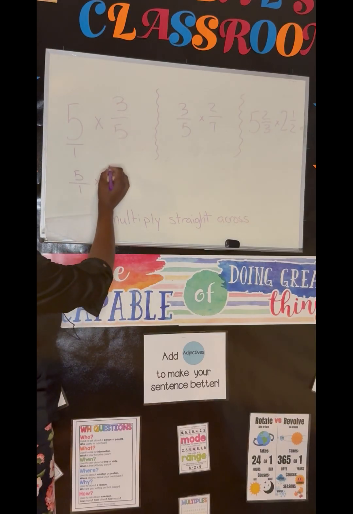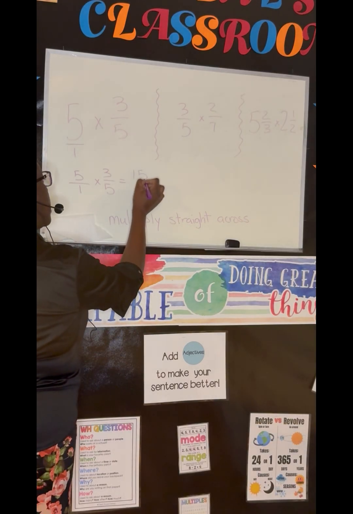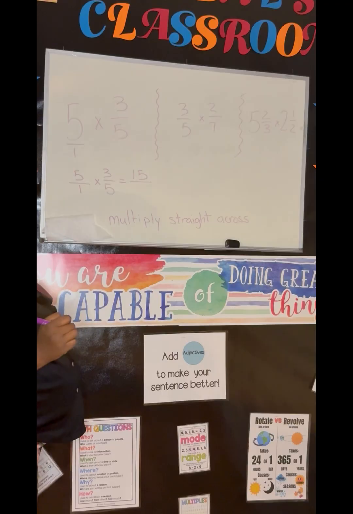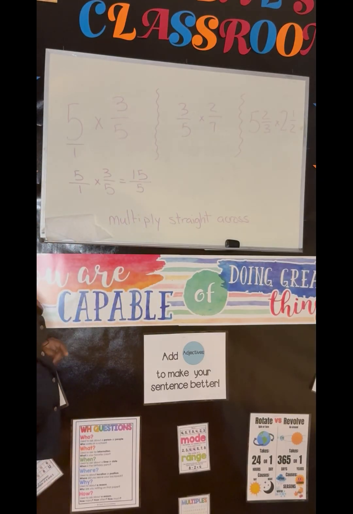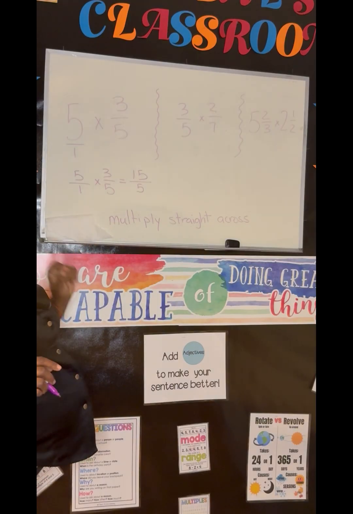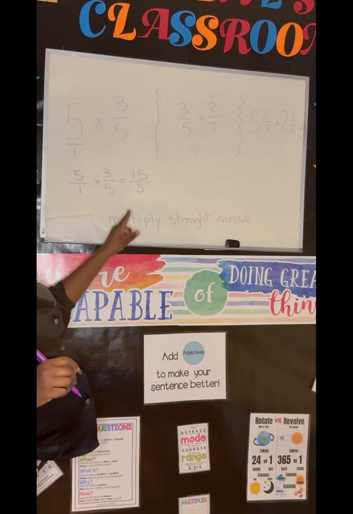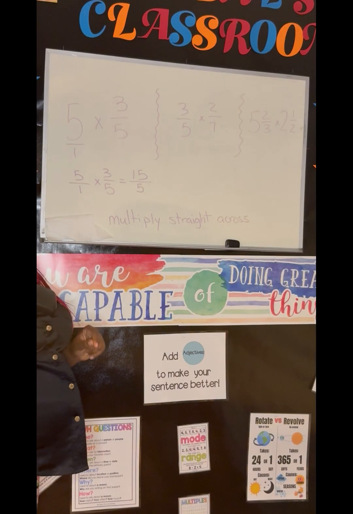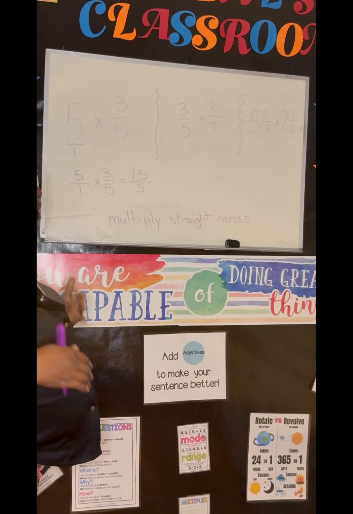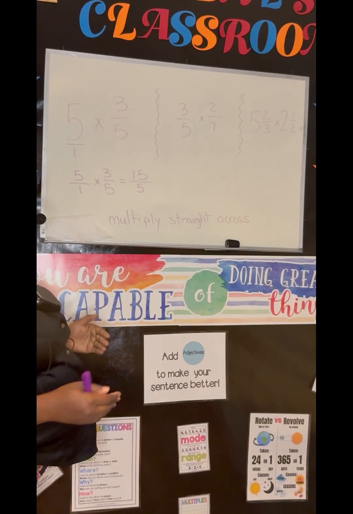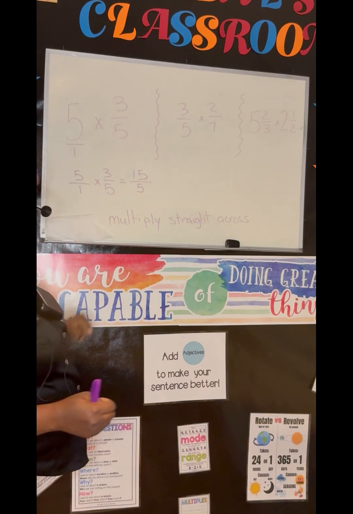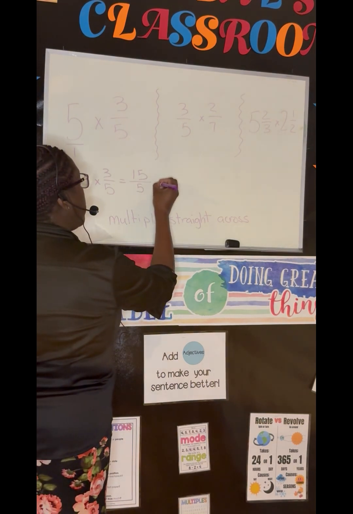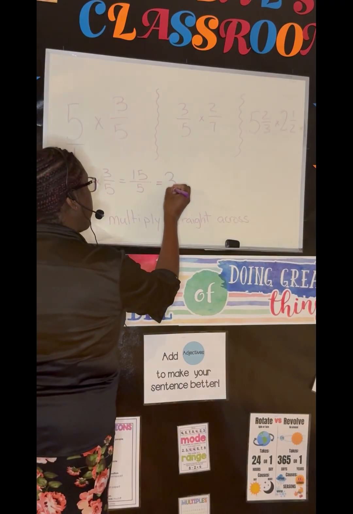So 5 times 3 is 15. We have our fraction bar. Then 1 times 5 is 5. Now remember, this is called an improper fraction. So when we have an improper fraction, it's very important that we change it into a mixed number or a whole number, depending on what we get. 15 divided by 5 is going to equal 3.